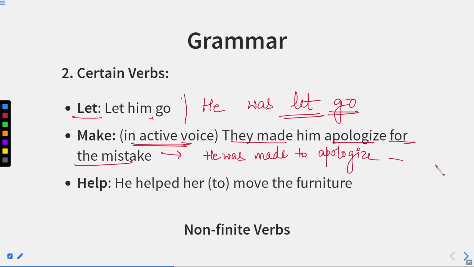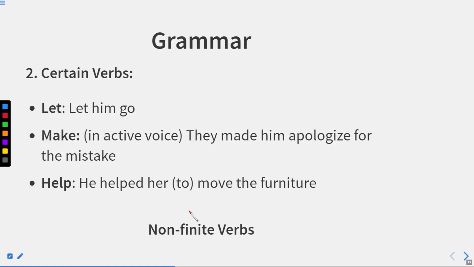If I convert this sentence into passive voice, I will have to add the preposition to over there. But if the sentence is an active sentence, there is no need to add to. Help. He helped her to move the furniture. So he helped her move the furniture. To will not come. To is just implied over there.